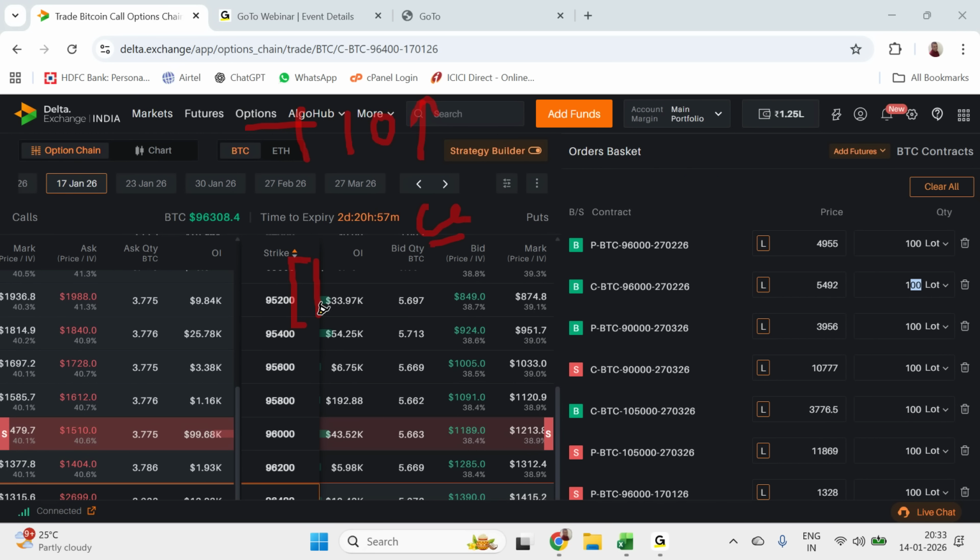Box, which one has to be adjusted? The put side of the box should be adjusted. So this put, which you have sold deep in the money, will be in profit. The deep out of the money put which you have bought, you have to bring it to an ATM or ITM put. So you cap the put side profit. This profit has not come to your hand, it is still on paper.